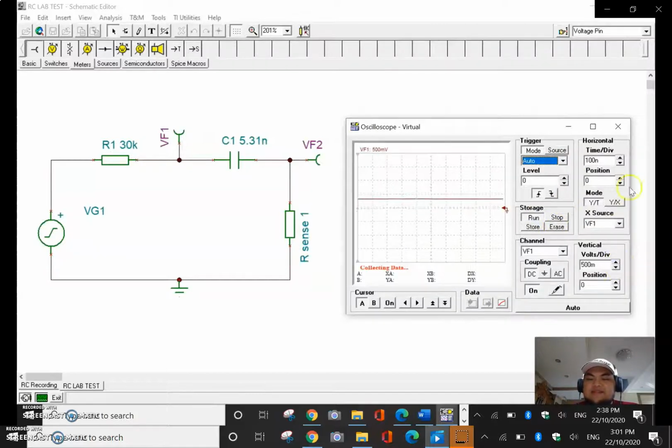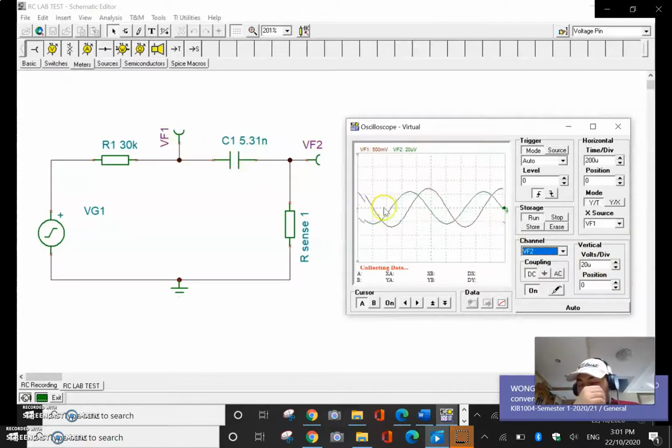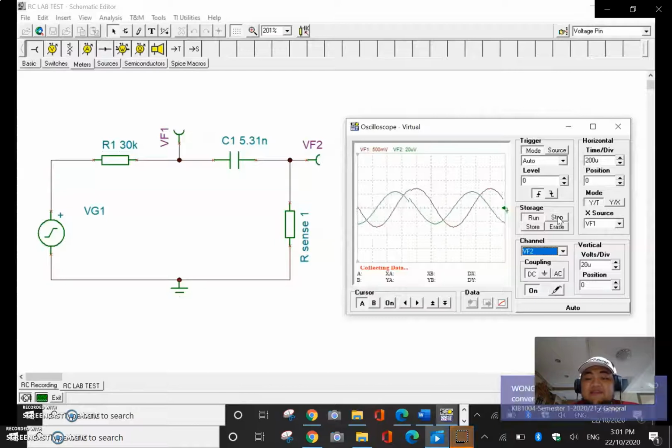Now we will adjust the horizontal and vertical axis using the time and the volts so we can observe the waveforms better. So VF1, as you can see, is VC, which is the voltage. It represents a sinusoidal wave, which represents an AC wave, AC voltage, AC current. Now the green, which is VF2, is IC, as you can see here. So both are sinusoidal waves, but they have a slight phase shift.